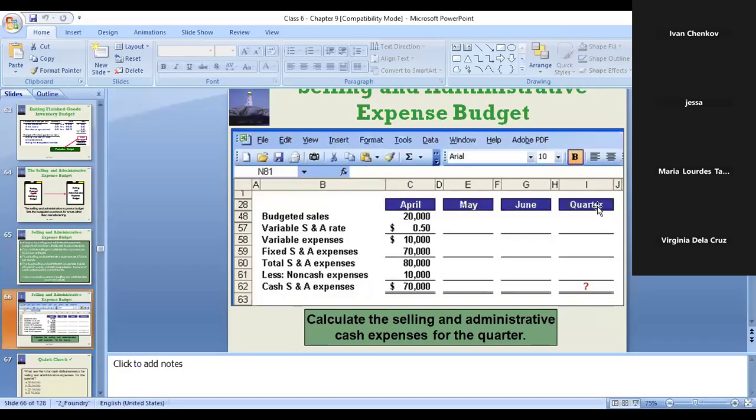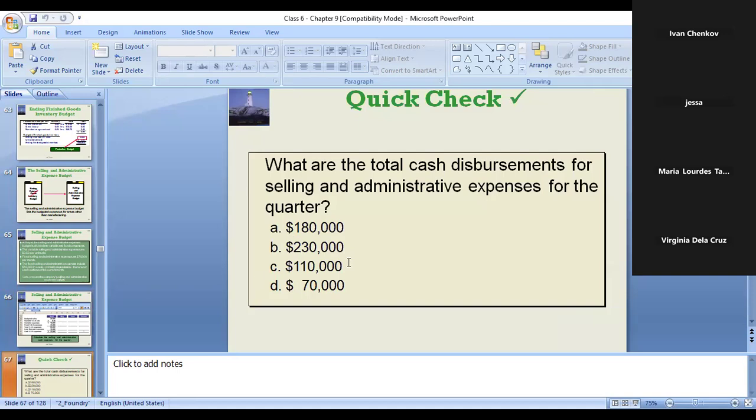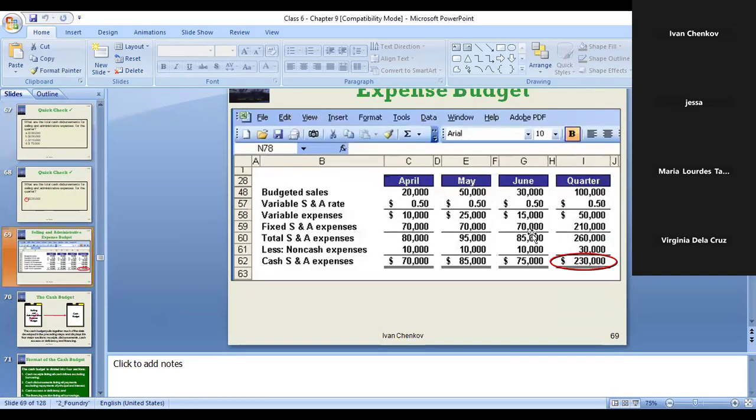And that's the end of all those operating budgets. Now, what will be the total cash that we have to pay for the quarter? We already calculated that it was $230,000. The $230,000 comes from plugging in the variable portion, 50 cents per sale, and the fixed cost of $70,000, minus the $10,000 depreciation. It's going to give us $230,000 cash that we have to spend.